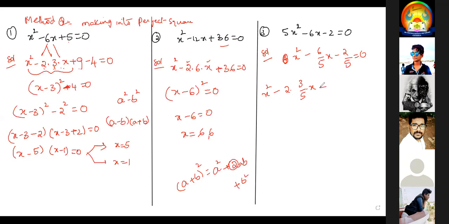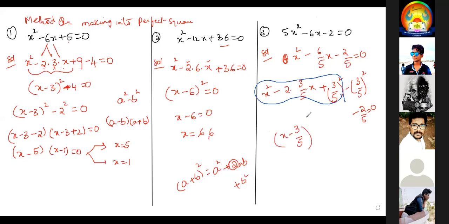Here, what should be the next term? In a square minus 2ab plus b square, this square should be the next term. Therefore, I added (3 by 5) whole square, and I subtracted (3 by 5) whole square, and minus 2 by 5 as it is there. So this can be written as (x minus 3 by 5) whole square minus, after simplification, 9 by 25 minus 2 by 5 equal to 0.